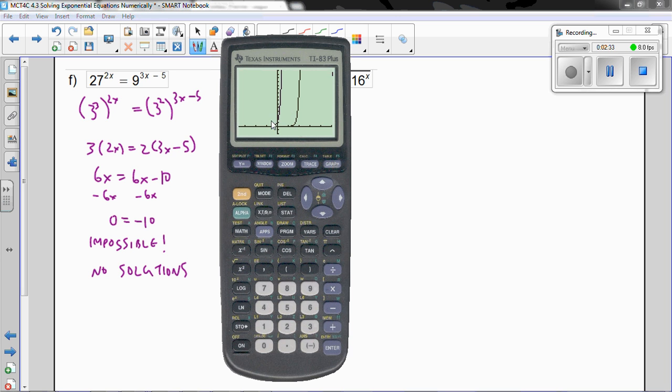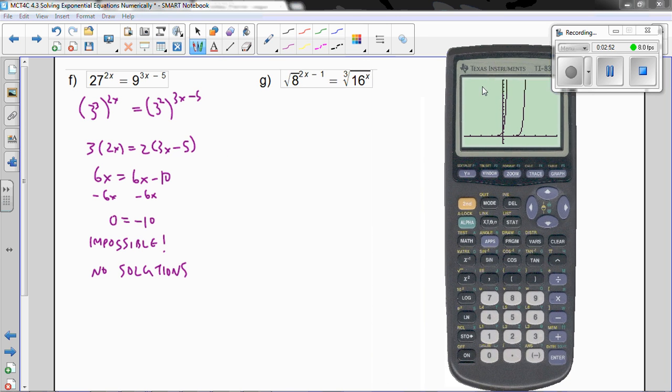You see how they're kind of shooting up at exactly the same pace. Even though I know this is going to follow an asymptote and this is going to follow an asymptote, these aren't going to cross. This one's going up, this one's going up. They're never going to cross. That means there's no solutions. And so if that happens, and it will from time to time, oh well.